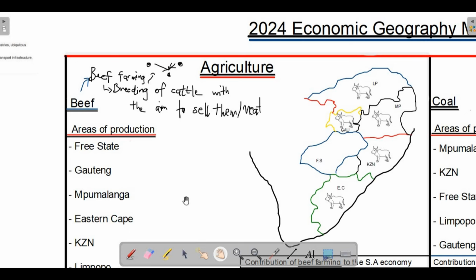Now, beef is a raw material. This beef or this meat will then be sold directly to consumers so that they can consume it, or it can be sold to industries so that they can process it and turn it into different products. Remember, we said when you add value to a raw material, that process is called what? We said it's called beneficiation. I really hope I did cover that term, beneficiation.